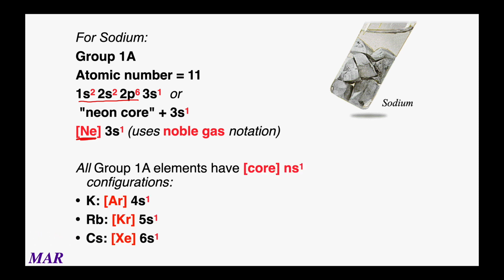All the group 1A elements, all the alkali metals, will have some kind of noble gas core ns1 electron configuration. So we saw earlier that lithium was 1s2, 2s1. That would be a helium core 2s1. And here sodium has a neon core 3s1. Potassium, last noble gas right before it is argon, so it's an argon 4s1. Rubidium, krypton 5s1, etc., etc.